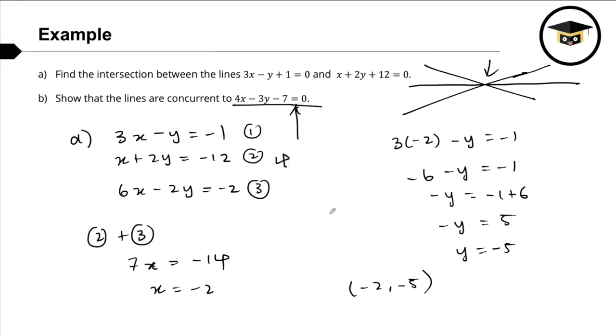4 times x was negative 2, so 4 times negative 2 minus 3 times negative 5 minus 7. Apologies for the crowdedness here, but you can see 4 times negative 2 is negative 8. Negative 3 times negative 5 is positive 15. And we have negative 7. And that does equal 0 because negative 8 plus 15 minus 7, well, these are negative 15 plus 15 equals 0. So yes, the lines are concurrent.